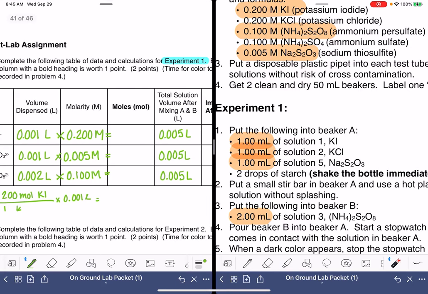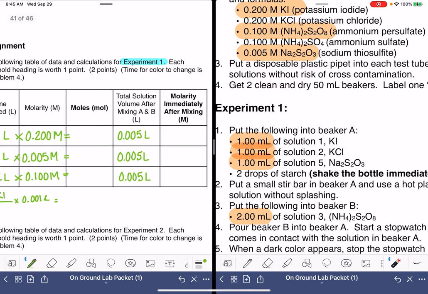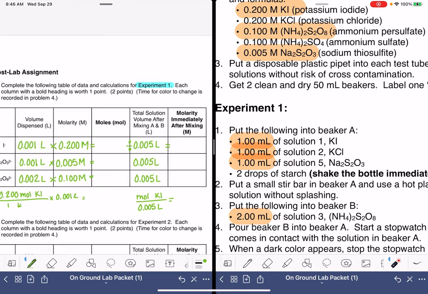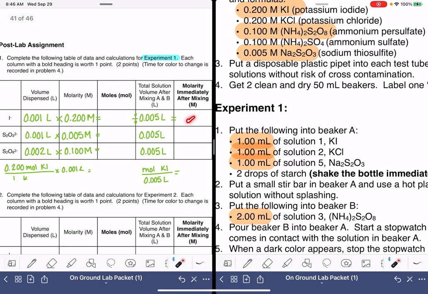The last thing that we're going to do on this data table is calculate the molarity of each one of these substances with their new volumes. To do that, we're simply going to take the moles and divide it by the volume in liters. And that's going to give us this number right here. That's just going to be the moles of KI divided by the 0.005 liters. That's going to give us the new molarity of KI, and we'll repeat that for all three of the substances that we used in experiment number one.